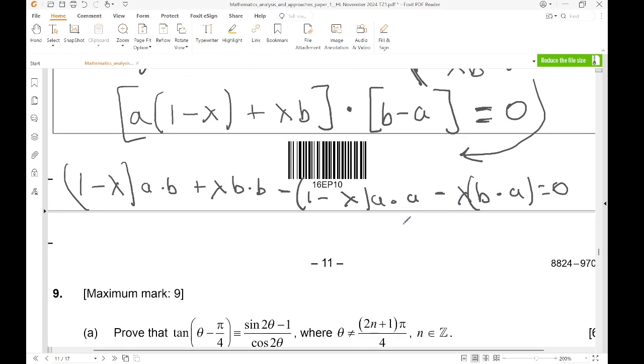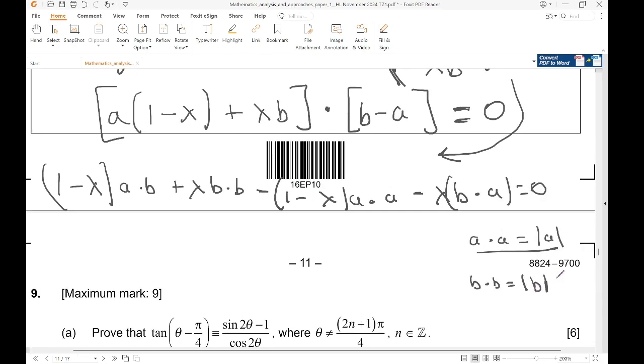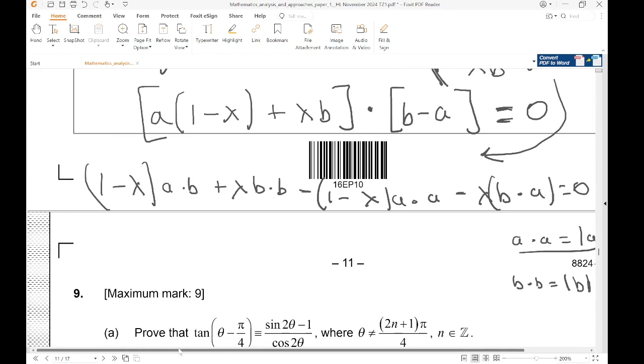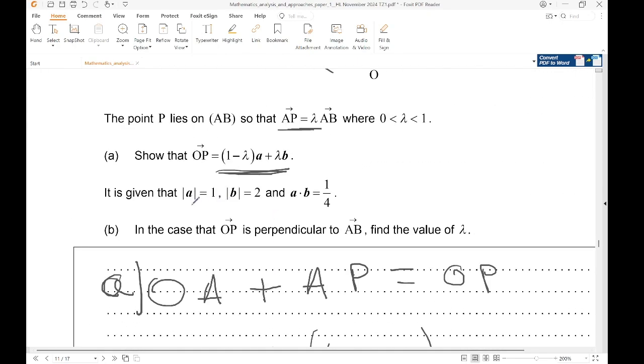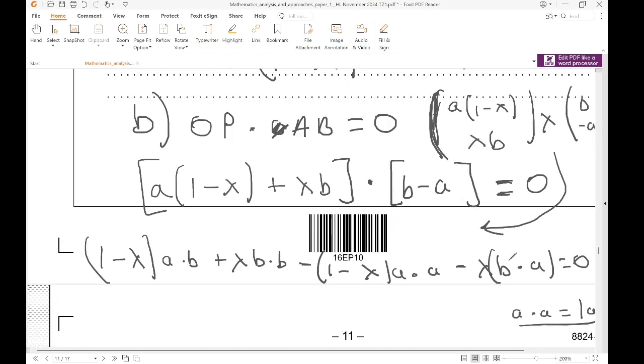Then you attempt to substitute whatever values you get. a dotted with a is equal to modulus a squared, and b dotted with b is equal to modulus b squared. This is the rule. Now we have our values for modulus a and modulus b, so we're going to use that up here, and we're going to use this too. By substituting these values into our equation, we should get 18 lambda minus 3 is equal to 0, and lambda is equal to 1 over 6.